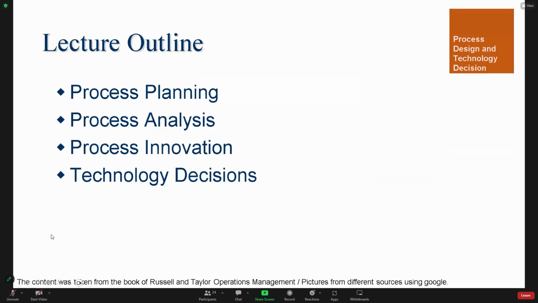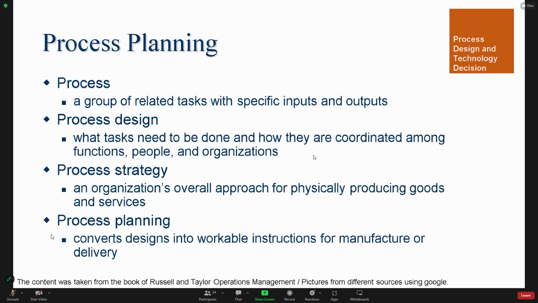Okay, so moving on. So the lecture outline, okay, what is process planning, process analysis, innovation, and technology decisions. Okay. So these are the 4. Okay? Pa-chat na lang pag may problema ha.